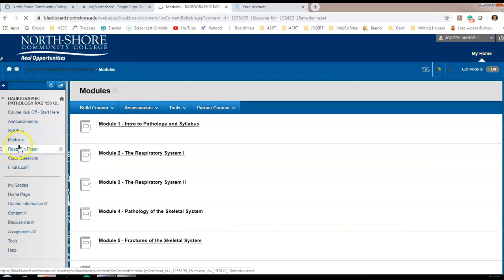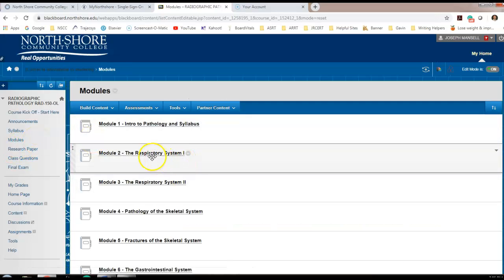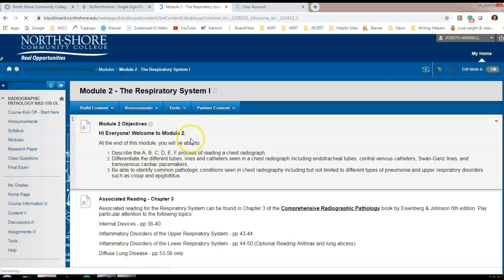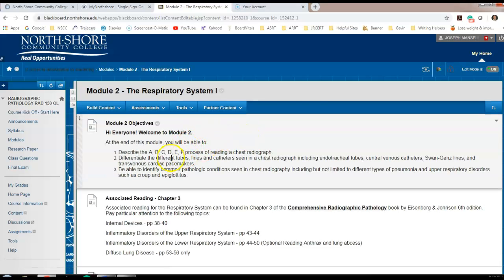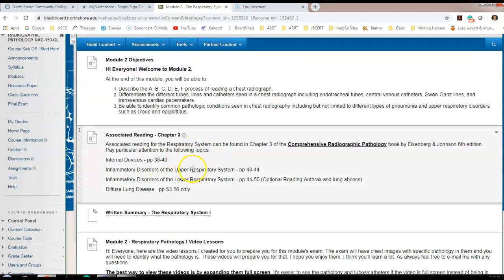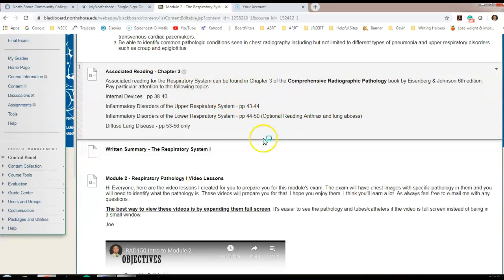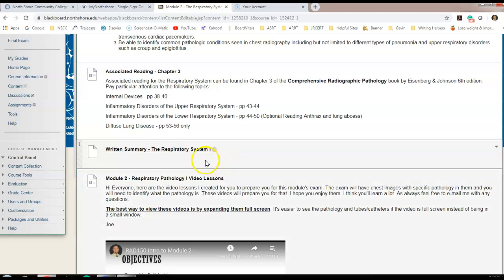So let's discuss modules. If I open up modules here, I'm going to start by talking about module 2, and I'll explain why in a second. When you open module 2, it's going to look very similar to the old classes that you had with me last year. It tells you the objectives, the reading. What I've done is I've taken the reading and put it into a nice summarized fashion. This isn't a bad link to look at. It's going to have everything summarized right there.